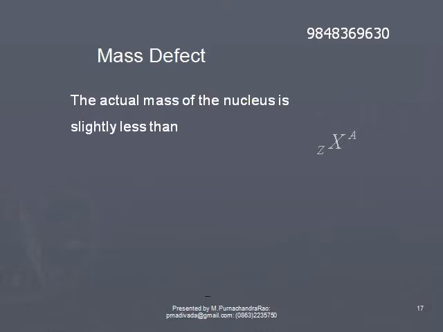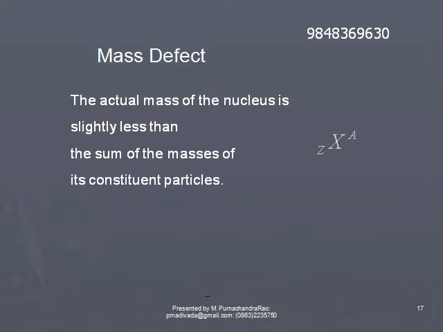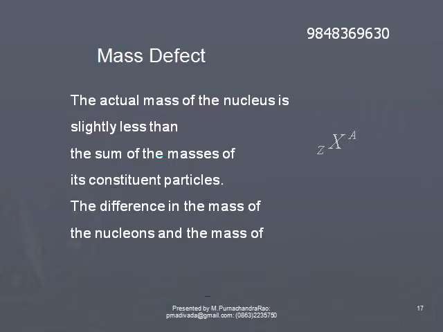Mass defect. Now we are going to study one of the properties, mass defect. We know that there are protons and neutrons in the nucleus of an atom. If we consider the sum of the masses of protons and neutrons, the total mass of the protons and neutrons present in a nucleus is greater than the mass of the nucleus formed by them. When they are independent particles, their mass will be more, but when they form a nucleus, then the mass of the nucleus will be less.